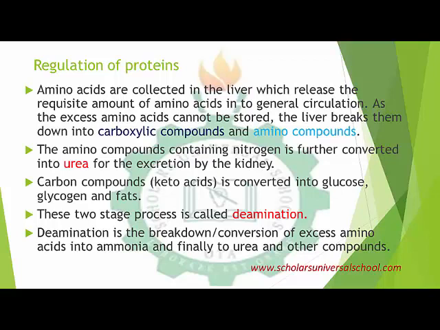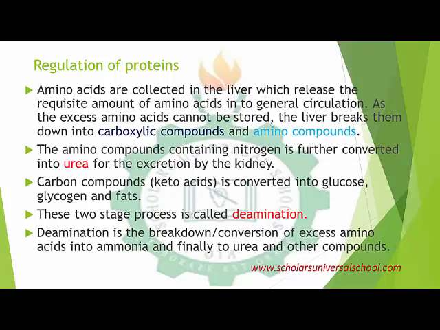But the liver now breaks it down into less harmful substances, which we call carboxylic compounds and amino compounds. The amino compounds contain nitrogen, which is further converted to urea for excretion by the kidney. You know, I said that the kidney excretes urea in the urine. So the liver is the one that converts the excess amino acid into urea, which is a less toxic substance to be excreted in the urine. The carbon compounds can also be converted into glucose, glycogen, or fat.